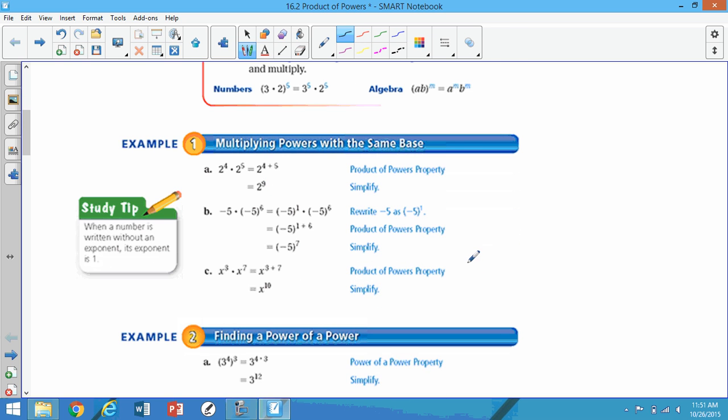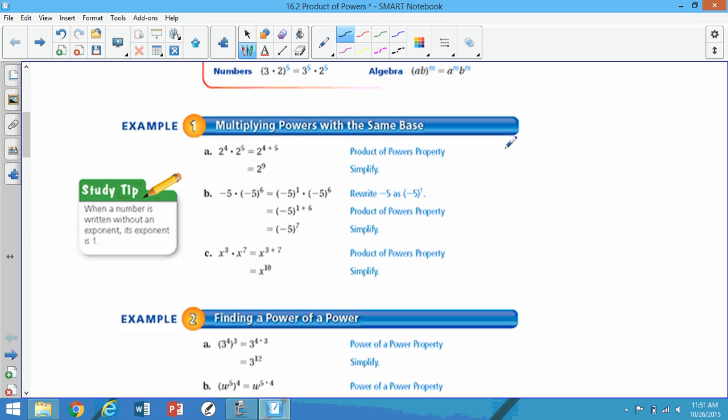So in this first example, it's the same thing we've been doing. They give an example of 2 to the 4th power times 2 to the 5th power. So you would add those exponents, 4 plus 5, to get 2 to the 9th. And then you would solve it if it asks you to solve it.